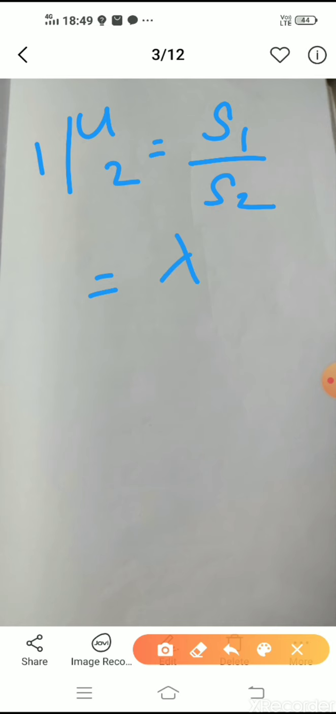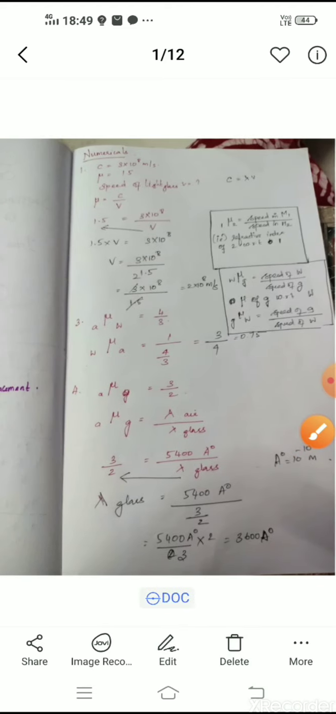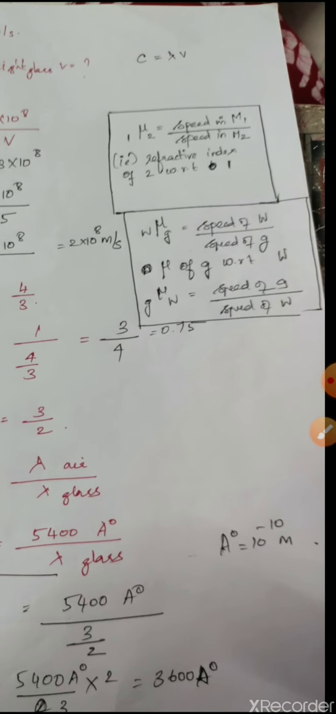So in this case, you can also write your formula as refractive index from medium 1 to medium 2 can be written as speed in medium 1 divided by speed in medium 2, which is also equivalent to wavelength in medium 1 divided by wavelength in medium 2. So this formula is also applicable. For that only I have made a box and I have written there. So you can see speed in medium 1 divided by speed in medium 2.